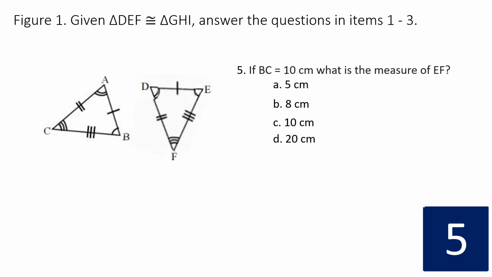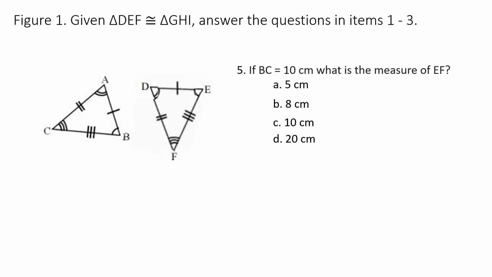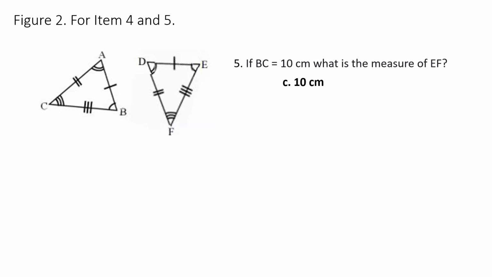For number 5, if BC is equal to 10 centimeters, what is the measure of EF? Is it A, 5 centimeters, B, 8 centimeters, C, 10 centimeters, or D, 20 centimeters? Your 5 seconds starts now. Okay, so what is your answer? Okay, very good. The answer is letter C, 10 centimeters.